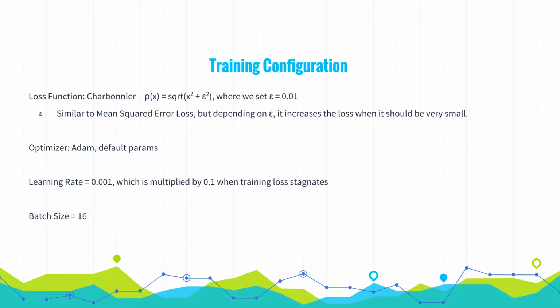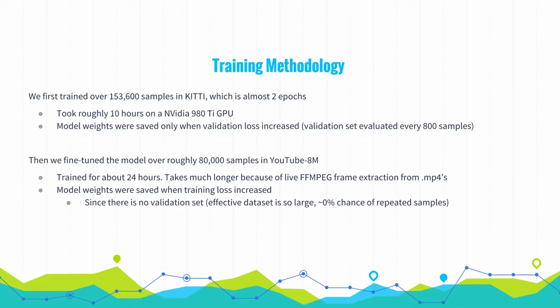So we utilize a dynamic learning rate scheduler where we start the learning rate at 0.001 and we track the training loss, and as it stagnates, we lower the learning rate accordingly so that we avoid getting into a local minimum. So in terms of our training in general, we trained over 153,000 samples in the KITTI dataset, which is close to 2 epochs over the whole dataset, and it took about 10 hours on a 980 Ti GPU.